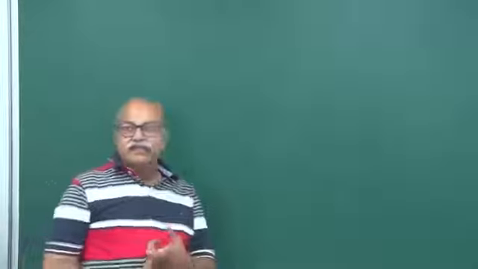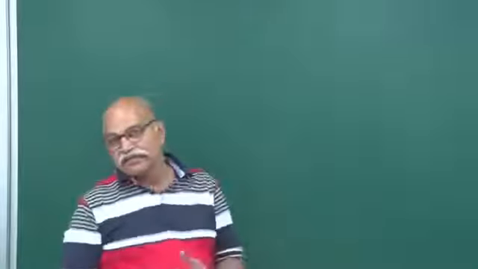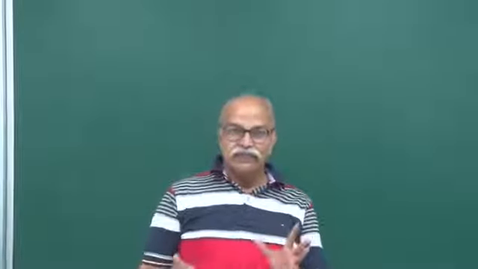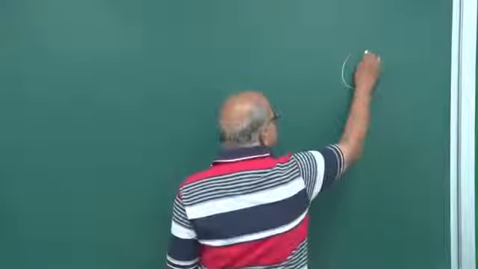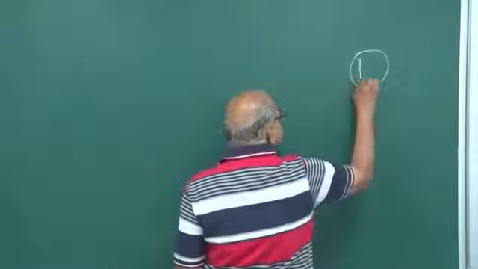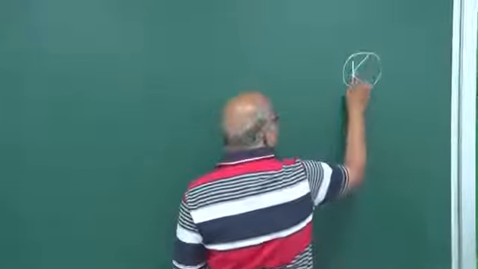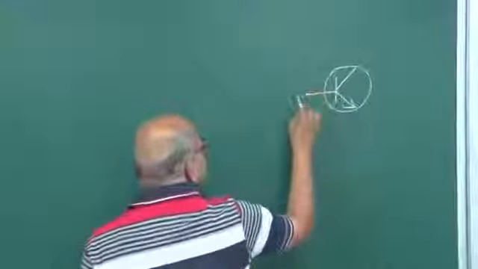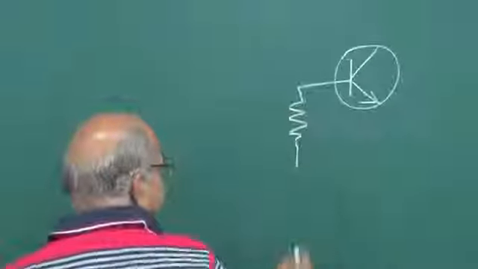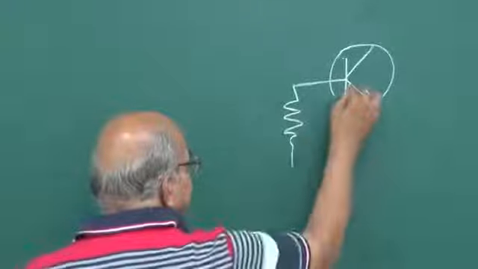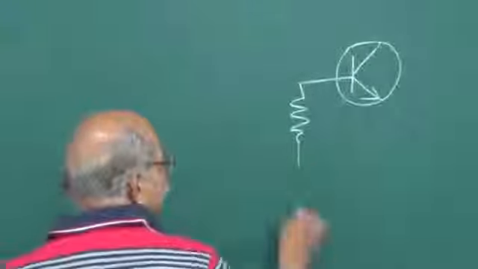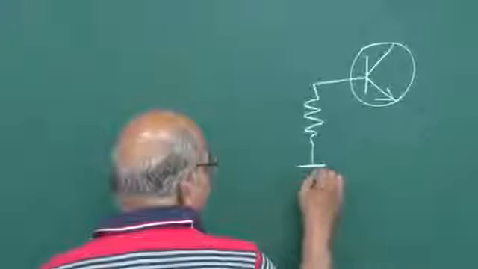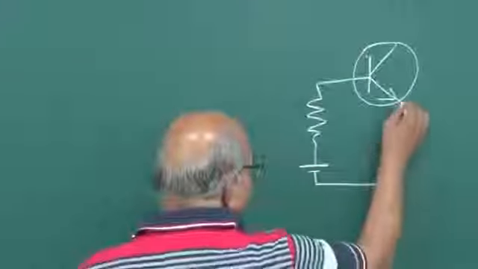So, let us consider a transistor, NPN transistor in common emitter mode. So, I have this transistor, and then I have a resistance, then this is P and this is N. So, this should be at a higher voltage, and so it should go like this.